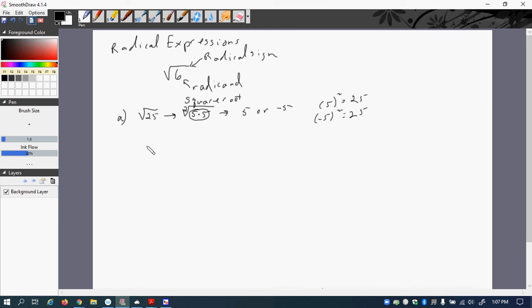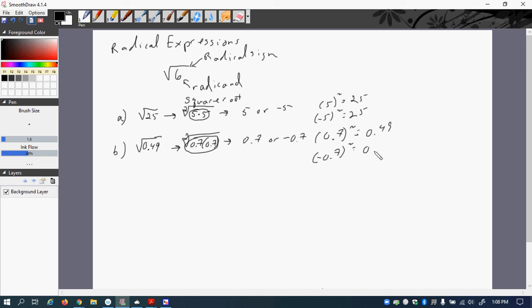So that works. If we did a different one, like the square root of 0.49, then again, this is the square root of 0.7 multiplied by 0.7. Since this is a square root, we have 2 of the same, so my answer is going to be 0.7, or it could be negative 0.7, because I can test that. 0.7 squared is going to be 0.49, and negative 0.7 will also be 0.49.